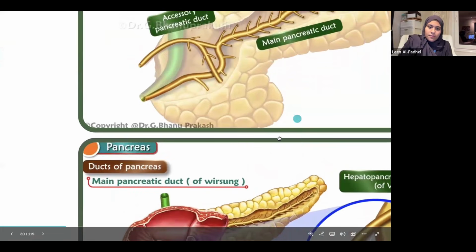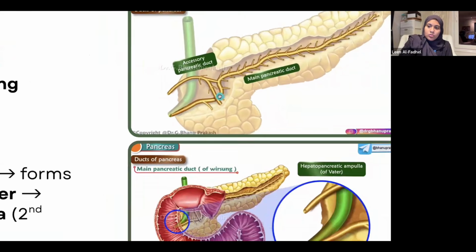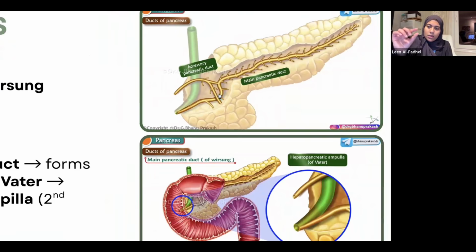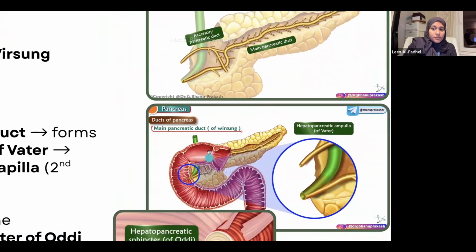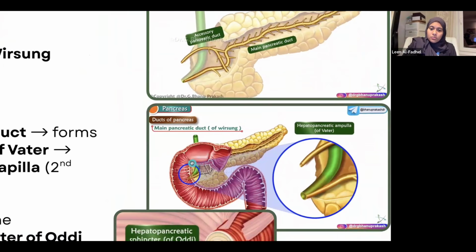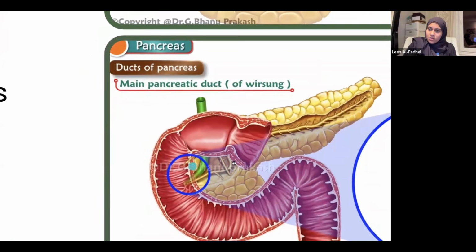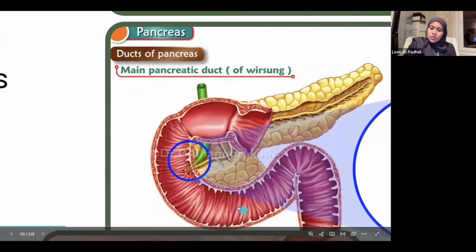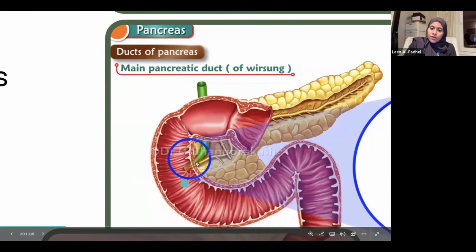So let's see how this looks. When it joins with the common bile duct, it will create a small canal, right? Now, where will that small canal go? It needs to go somewhere. It goes into the duodenum. Which part of the duodenum? The second part. So remember when I oriented you just a bit? Here's the first part, here's the second part, here's the third part. And the second part is where you find it.